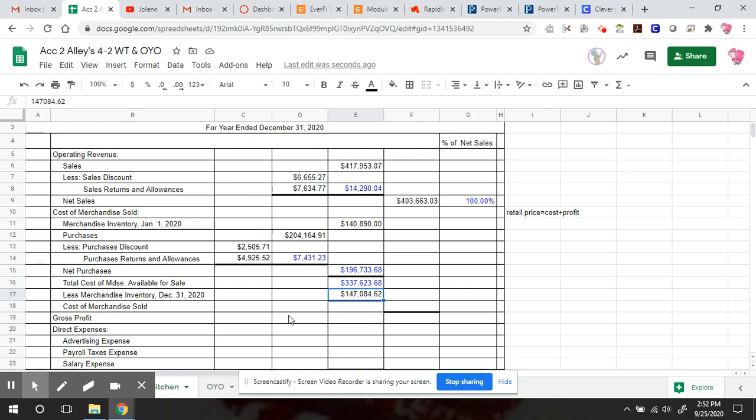So the next line we have to find is cost of merchandise sold. How much did we sell? How much did it cost us to put it into the store? That's what we have to find out. So it's going to go in this cell, but we've got to figure out how to do this. So let's think about it. Total merchandise available for sale was 337,000. That's the total available for sale for the whole year. But we had 147 left over. So to find out how much we sold, we have to subtract these.